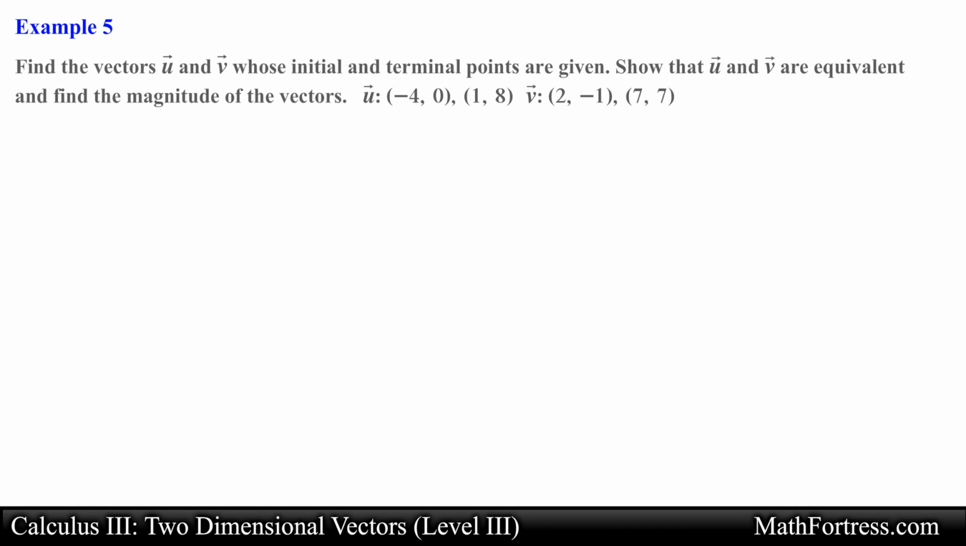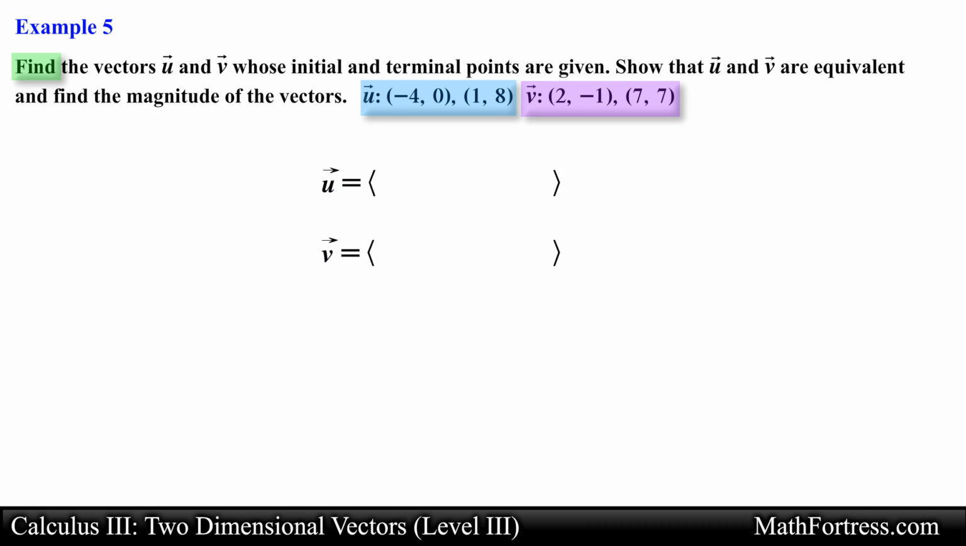Alright, let's go over the final example. Find the vectors u and v whose initial and terminal points are given. Show that u and v are equivalent and find the magnitude of the vectors. Alright, the problem is asking us to find vectors u and v. We are provided with the vectors' initial and terminal points. They are essentially asking us to denote the vector in component form. Let's start with vector u.